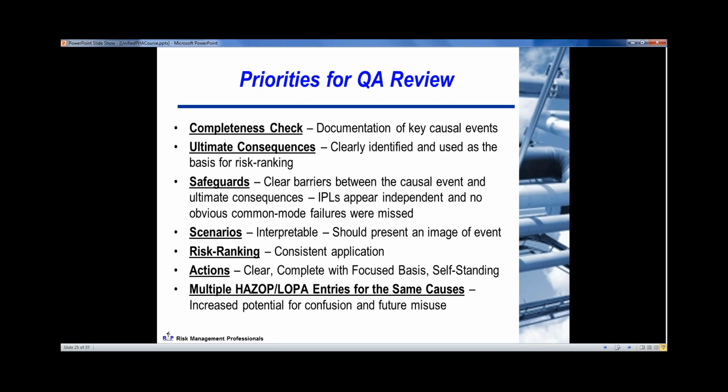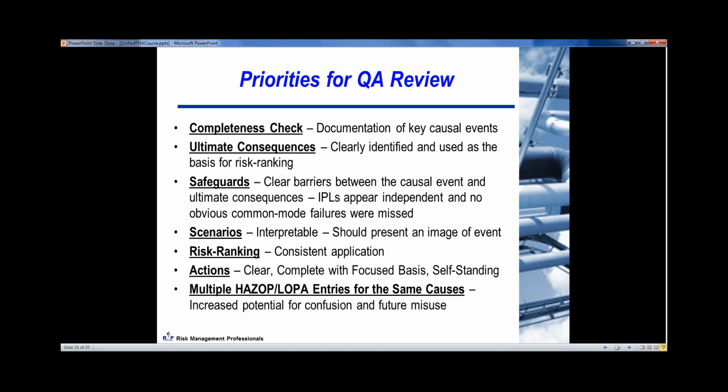Safeguards. Is there a correlation between the causal event and preventing the ultimate consequence? Have they been putting in some of the safeguards as independent protection layers? And if they started adding a lot of things that are design characteristics or laws of physics, if your safeguard is that this temperature cannot be reached, well, you should squash the causal event and consequences without even getting to the safeguards. So there's a lot of things that you can see when you look at these if you're disciplined in the documentation approach.